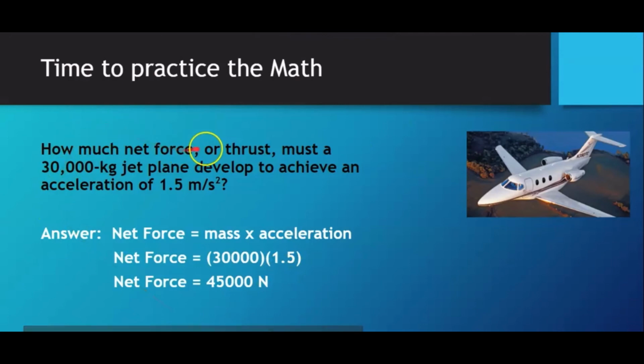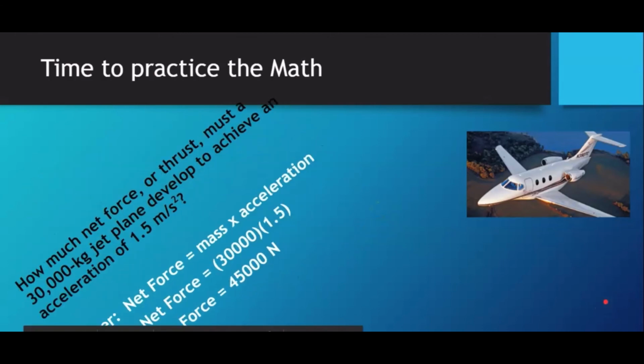How much net force or thrust must a 30,000 kilogram jet plane develop to achieve an acceleration of 1.5 meters per second squared? So they gave you the mass, which is 30,000 kilograms, and they gave you the acceleration, 1.5 meters per second squared, and they're asking you for the force. And force we know is mass times acceleration, so when you plug that into the equation, you would get 45,000 newtons because you just have to multiply.